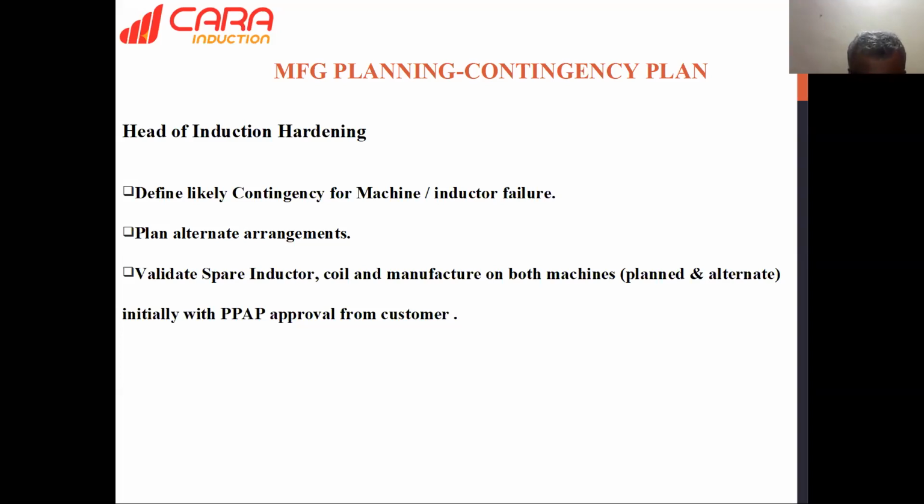From Sanjay Kulkarni, how many parts can be induction hardened from one coil? Sir, should I answer these questions now or later? You answer after your lecture. After the session I will give more time, and whatever questions you are asking, I will give you all the answers.